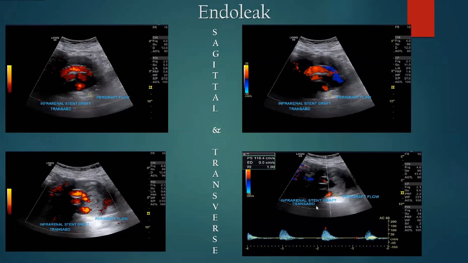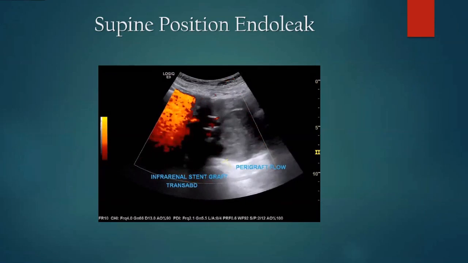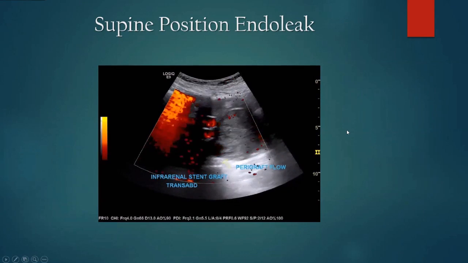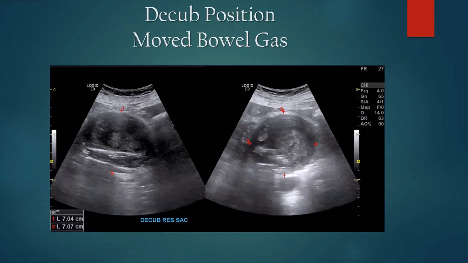Here we have another endoleak, power Doppler, color, spectral Doppler. We know there's a leak. We have all this bowel gas in the way, trying to figure out where this leak is coming in. Is it a type 2? Well, here we decided to move the patient into decubitus. And here, moved the bowel gas out of the way, and actually we were able to get a much more accurate measurement of the residual sac.